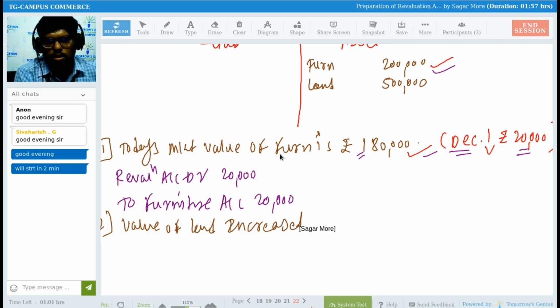Sir, some noise is coming. Sadhana, can you? It's from Dhanushri's end, I guess. Yes. Okay, is it clear now? Is it clear now, Shivarish?